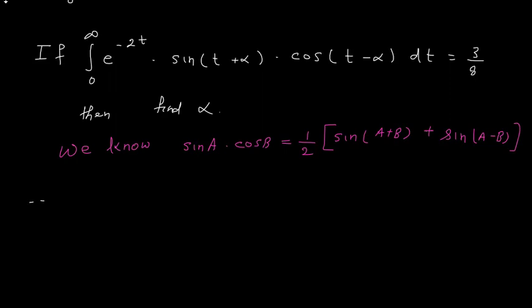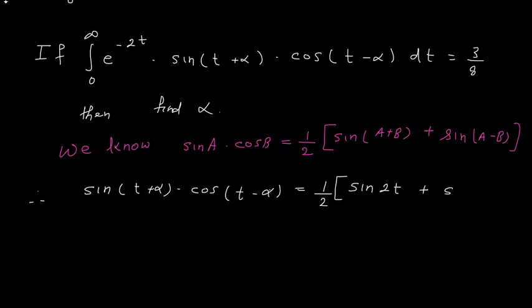So therefore sin(t plus alpha) into cos(t minus alpha) is equal to 1 upon 2 sin of, when we add, the alpha terms cancel and I get sin 2t, plus, now when I subtract, the t terms cancel and I get sin 2 alpha. So sin A cos B, we have used the formula and we got this value.